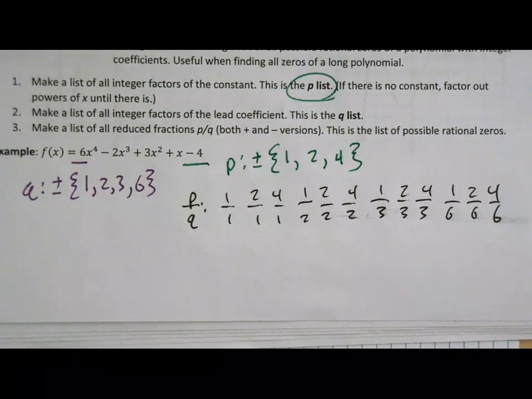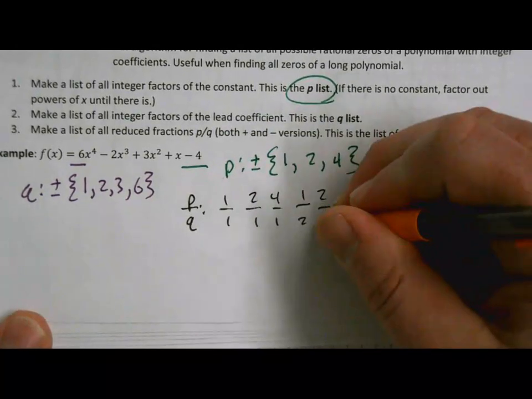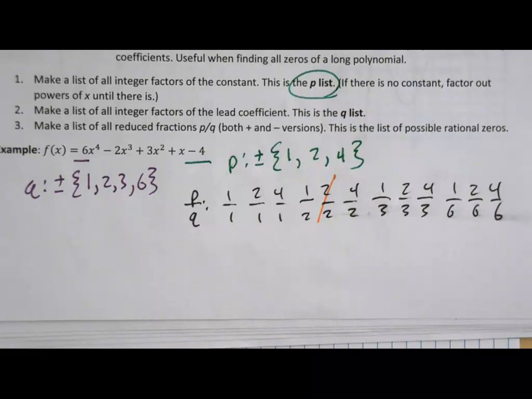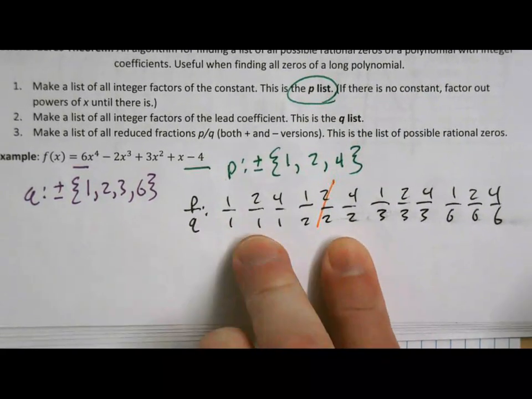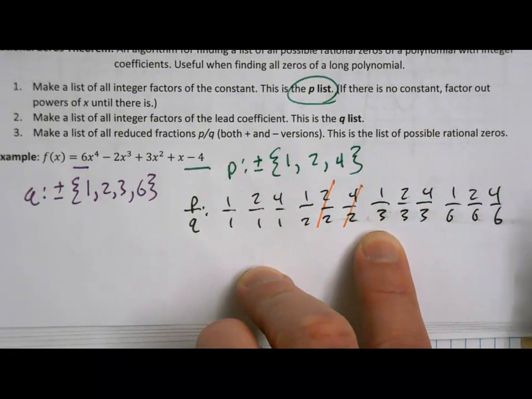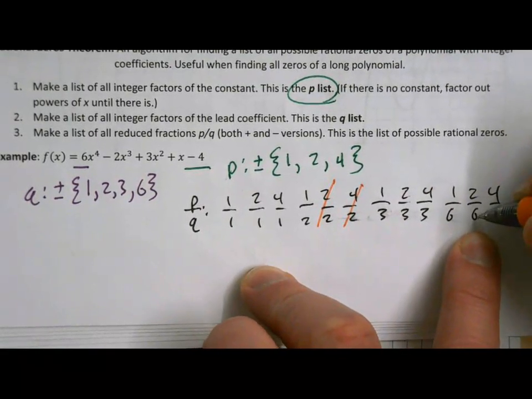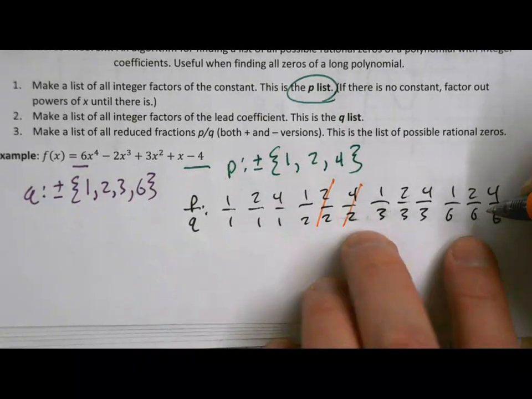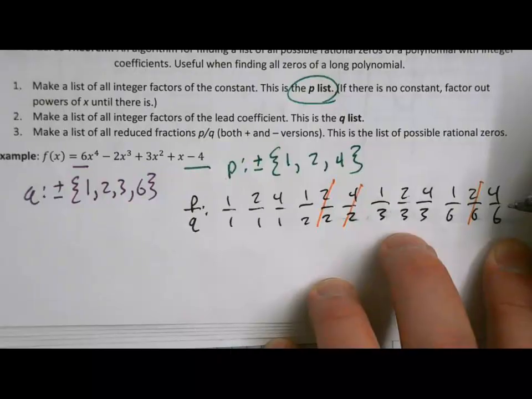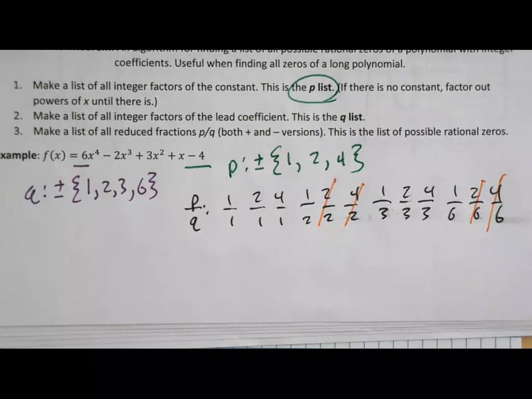All right, and then I'm going to go through and look for duplicates. And I'll just cross them out. Like 2 over 2 is a duplicate of 1 over 1, right? 4 over 2 is the same as 2 over 1. Yeah, 2 over 6 is the same as 1/3. These are the same, right? And 4 over 6 is the same as 2/3. I don't see anything else that reduces. It's usually things that reduce that'll give you duplicates.